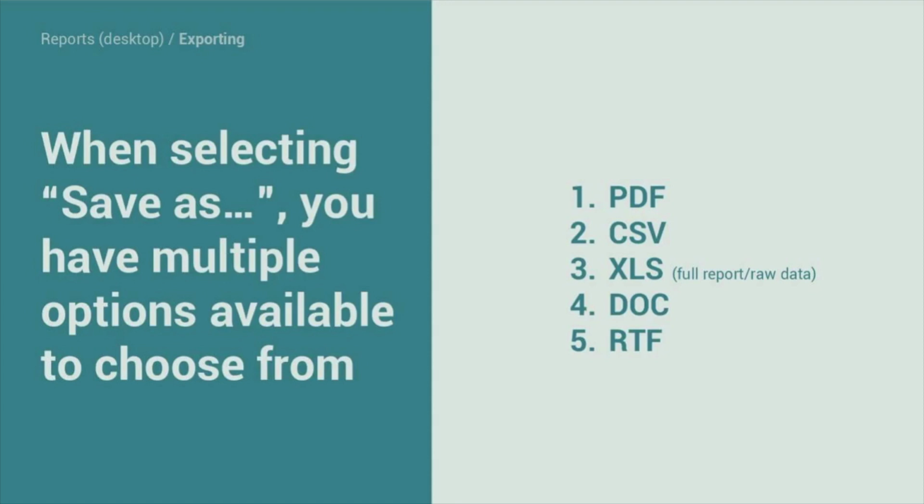We also have two different types of Excel formats. There's just the regular Excel format where the report goes into an Excel file and looks almost identical to what the report actually does as you're viewing it on the screen. Or you have the raw data one, which will save it with no columns, no headers, anything like that. It's just the specific raw data that's in that report. You can also save it as a Word doc or an RTF file. Those are just ones that you can view the information on in another format.